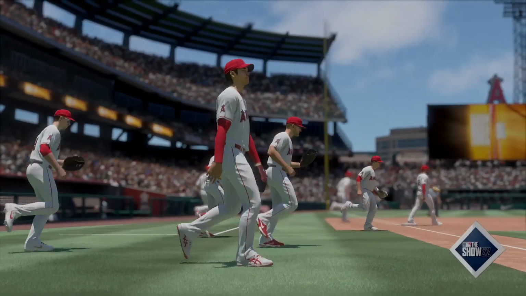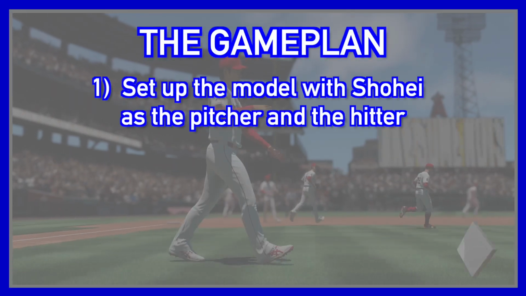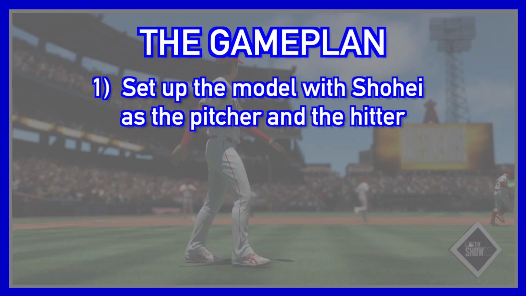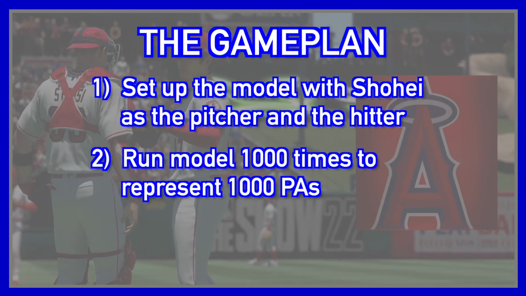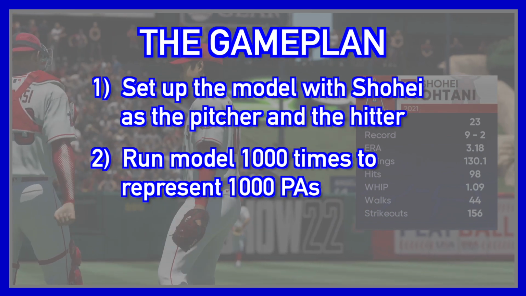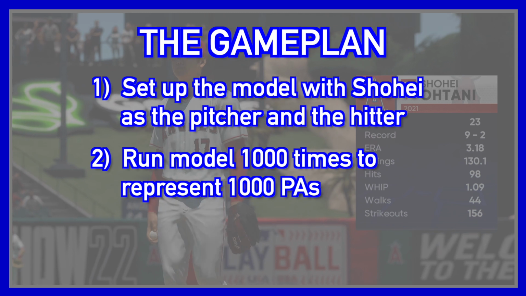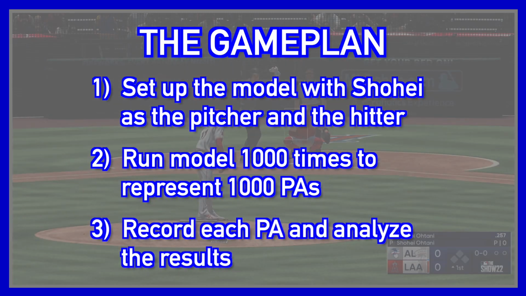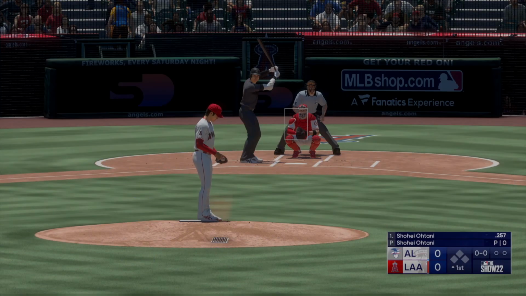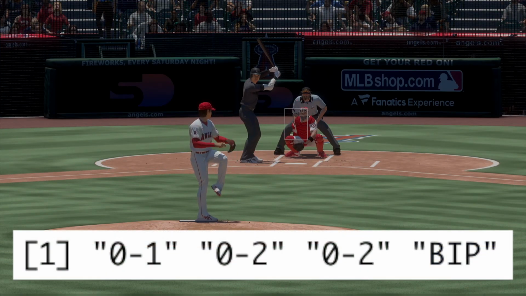So here's the game plan when it comes to Ohtani. First, I'm going to set up the model according to his pitching and hitting data from the past 2 years as if they were 2 separate people. Then, I'm going to use this data to run 1,000 simulated plate appearances and record the outcome of each one. And finally, we will tally up the total statistics for Shohei the hitter to determine which side has the upper hand. To give you an idea of how this will work, let's go through the first plate appearance together.